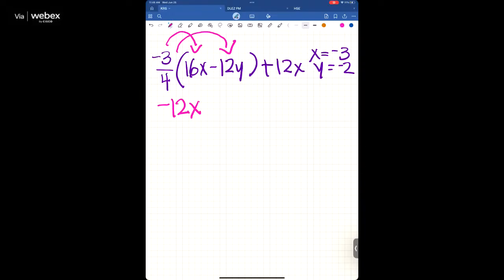Then I'm going to do -3/4 times -12y. A negative times a negative equals a positive. So -3/4 as a decimal is 0.75 again, times 12 gives us 9. And because both of them are negative, your answer is going to be positive. So positive 9y plus 12x.